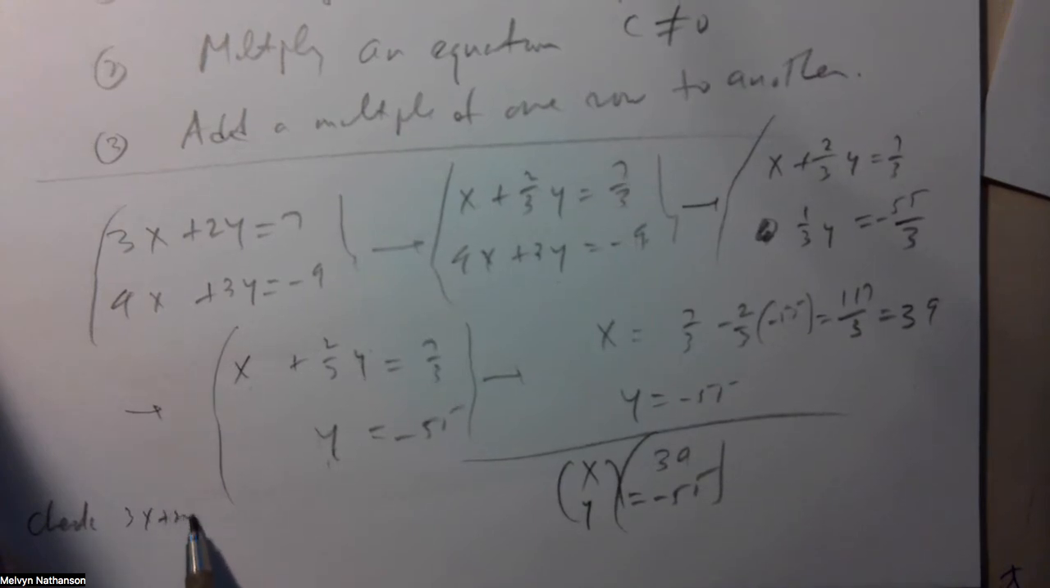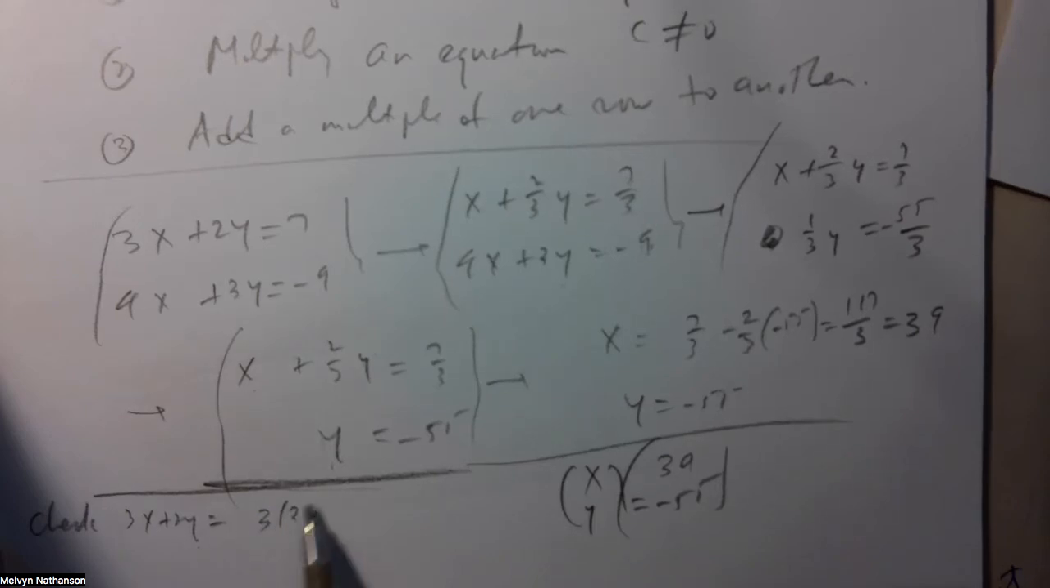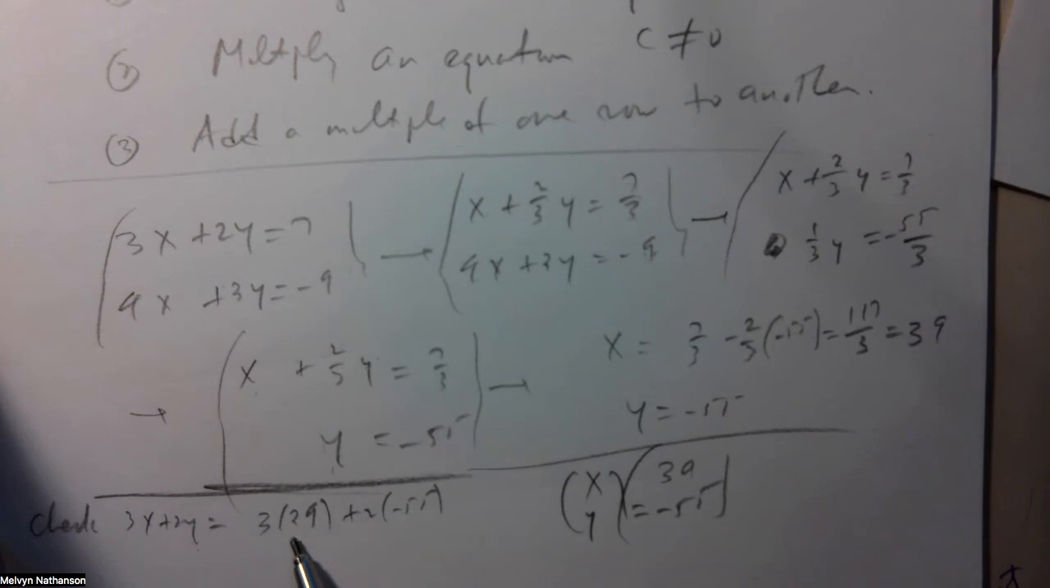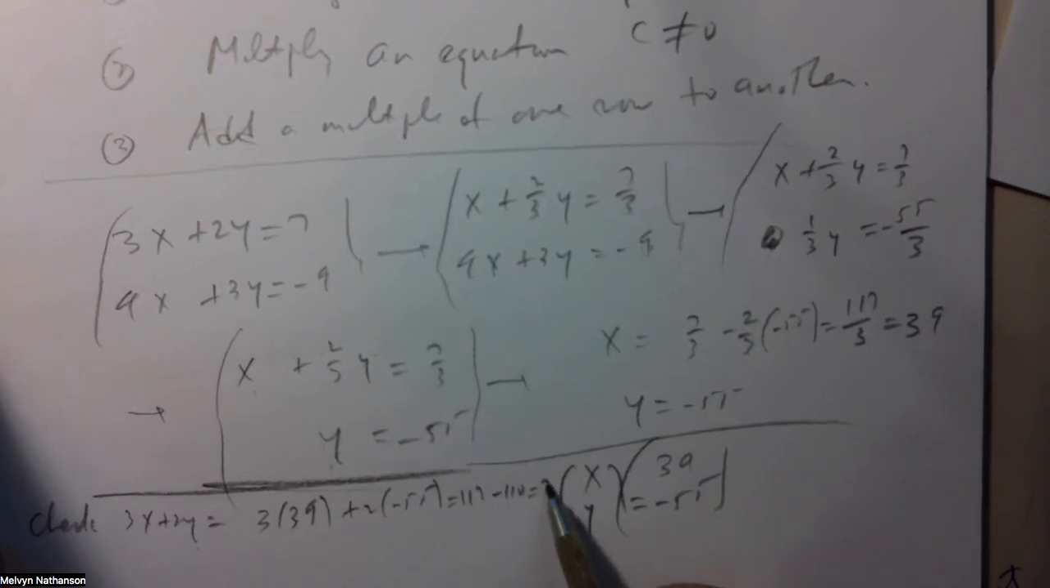3x plus 2y, that's 3 times 39 plus 2 times minus 55. 3 times 39 is 117, minus 110 is 7.